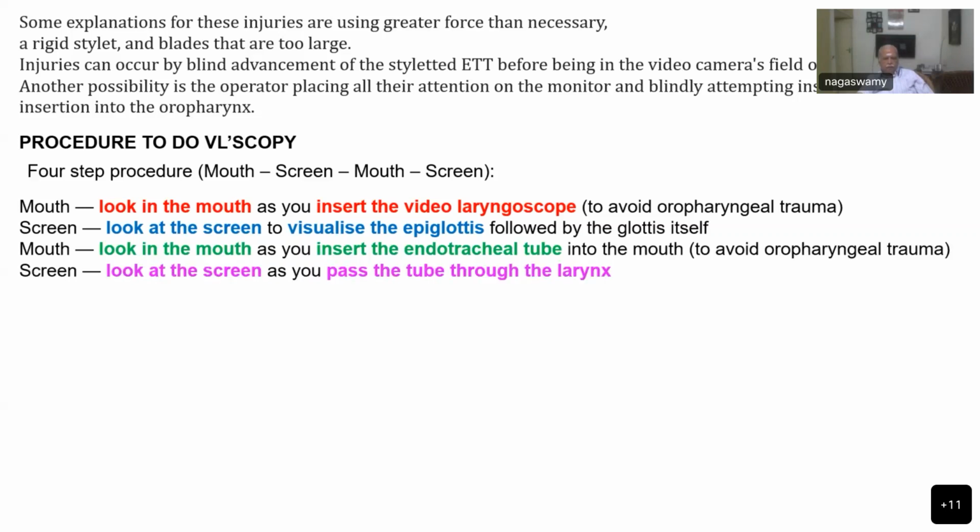Then as the tube tip is seen on the screen, you just start adjusting it and try to pass it through the larynx. So these four steps have to be correctly followed: mouth, screen. And the four key technical skills are epiglottoscopy and suctioning.